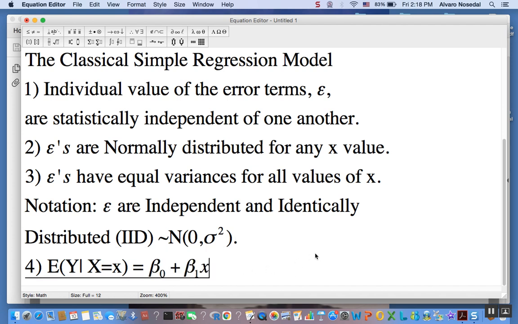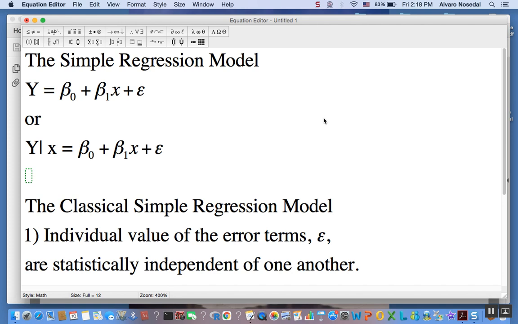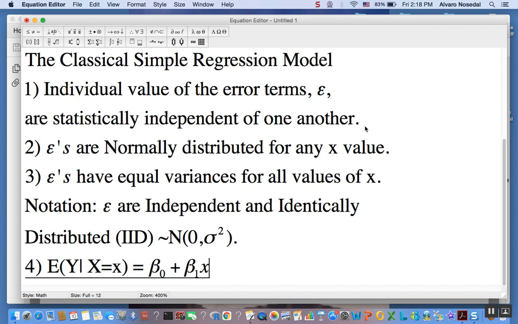So bottom line, what I want you to see is that the classical simple regression model has these assumptions about the error term: that the errors are normally distributed, they have a common variance, and they are independent.